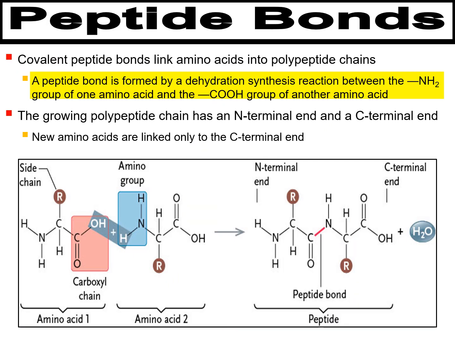Peptide bonds are used to link amino acids together to form proteins. Peptide bonds are bonds joining the amino group of one amino acid to the carboxyl group of a second amino acid.